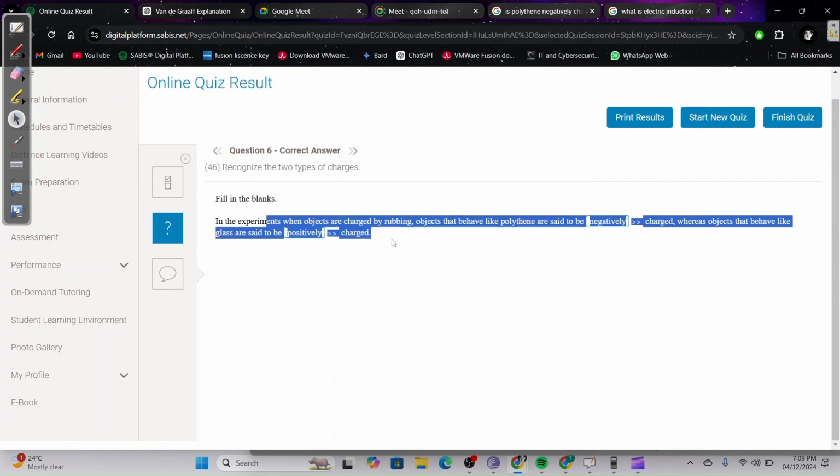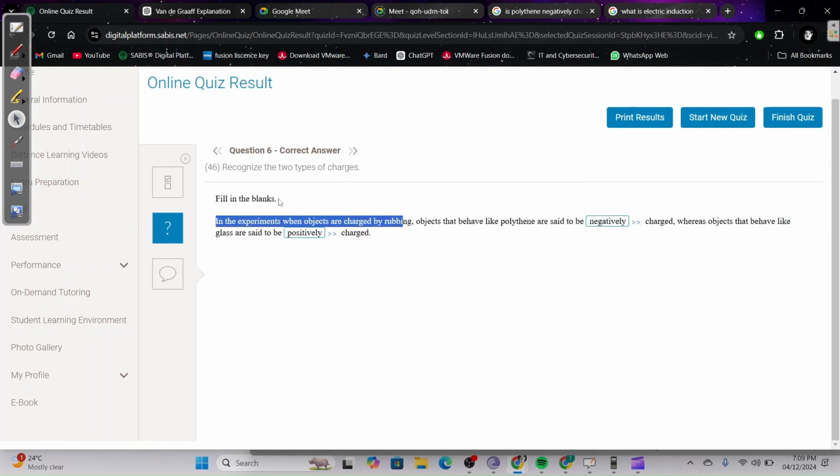And in experiments, objects that behave like polyethylene are said to be negatively charged, whereas objects that behave like glass are said to be positively charged. Polyethylene, I think I explained it before, once you rub it with a cloth or anything, it's going to be negatively charged, always, as far as we're concerned. Whereas objects like glass are positively charged once you rub them, and you're going to need this for like 5 other questions later on.